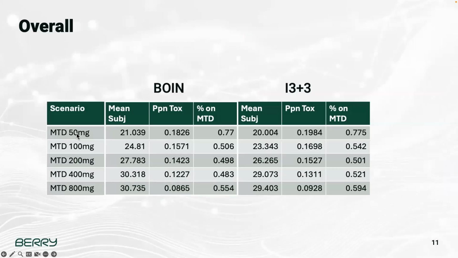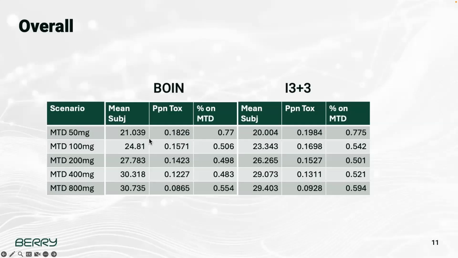So here's for each scenario, the proportion of time the MTD is selected. You can see in the 50 milligram scenario, it's about the same. We've got about 4% improvement in the 100 milligram, pretty much the same in the 200, about 4% improvement again in the 400, and about 4% again in the 800. It's not a big difference, but it's all on the right side.